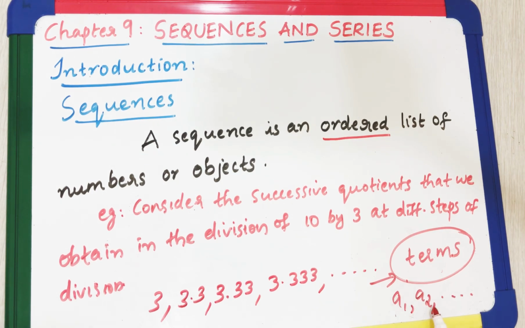Here, these subscripts 1, 2, etc. denote the position of the term. Here, A1 is at the first position, A2 second position. Similarly, we can say nth term. At the nth position, we can define the nth term and we can denote it by An, or this is called the general term of the sequence. General term.